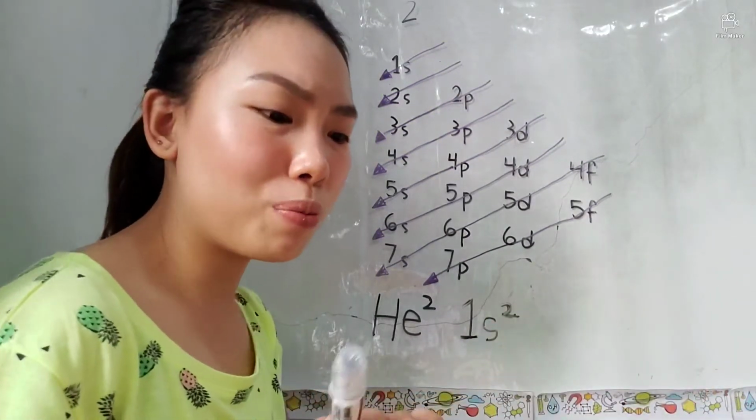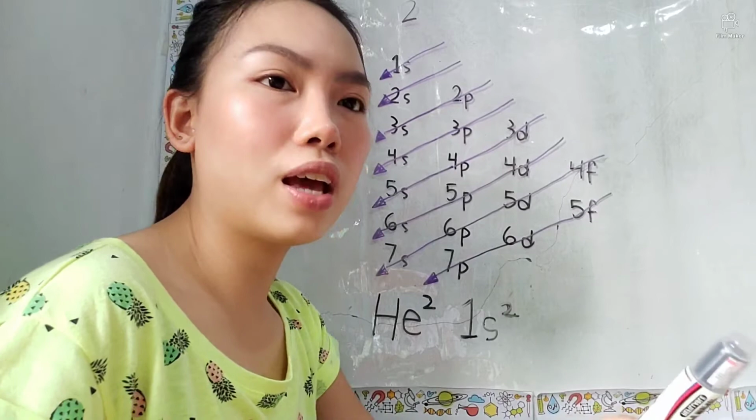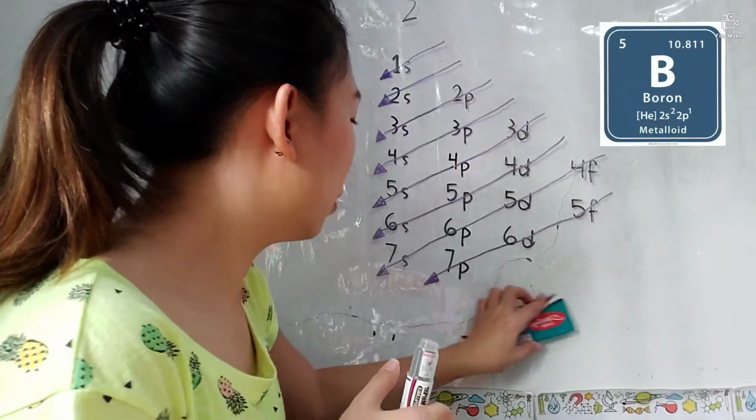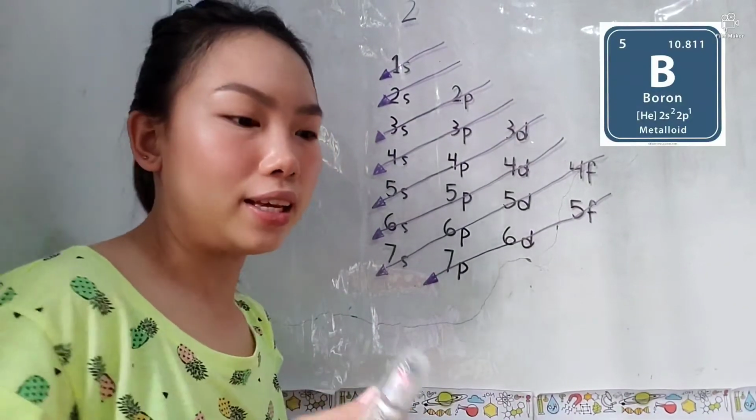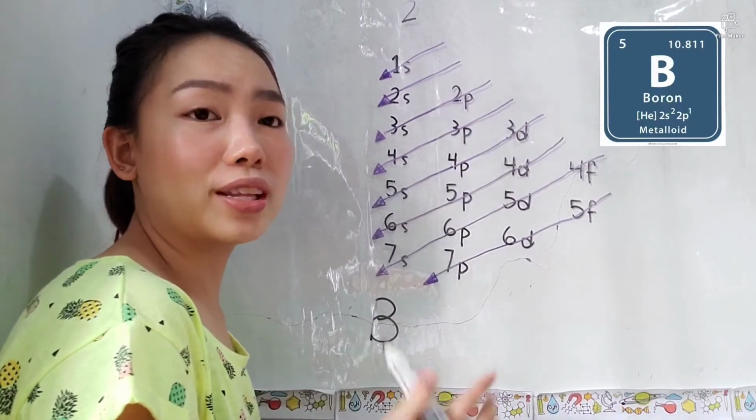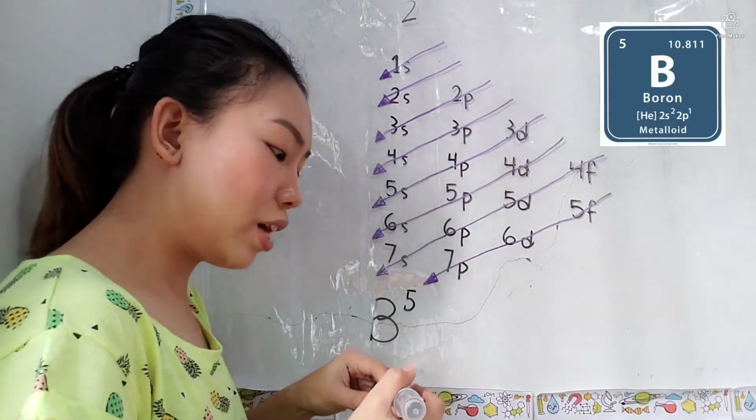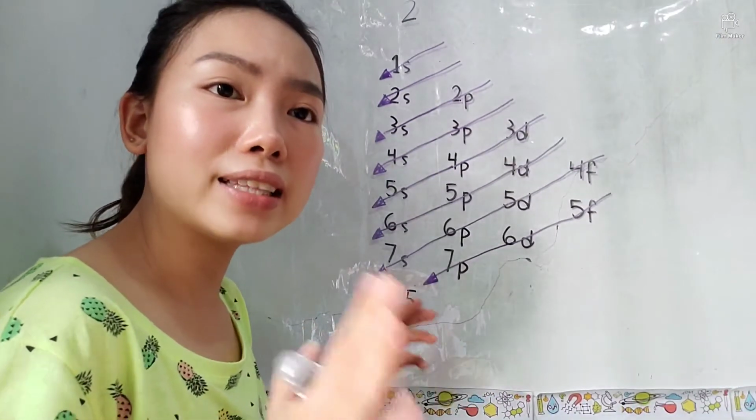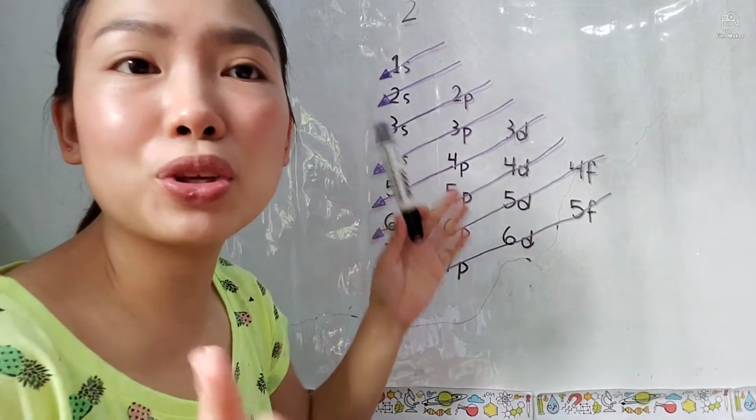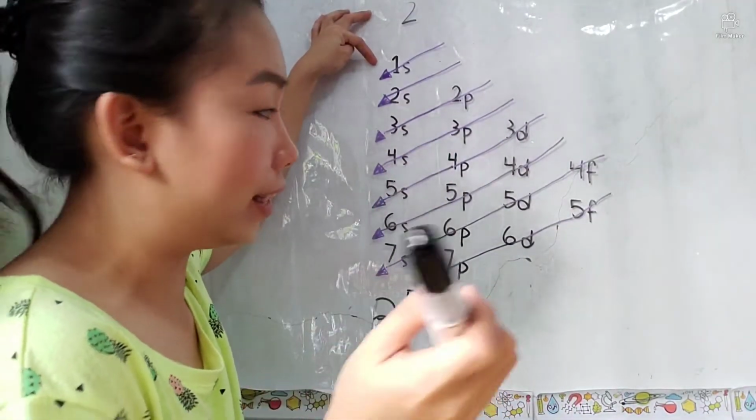Paano kung mas mahaba o mas malaki yung ating atomic number? So, for example, gawin natin si boron. So, yung boron natin has an atomic number of 5. B is the symbol of boron, then the atomic number of boron is 5. Since the atomic number of boron is 5, then kailangan nating makaipon ng hanggang number 5 na electron configuration gamit yung diagram natin. So, syempre, sisimulan ulit natin sa pinakauna, which is 1s.